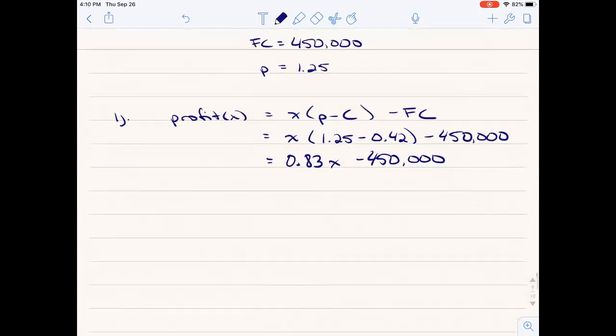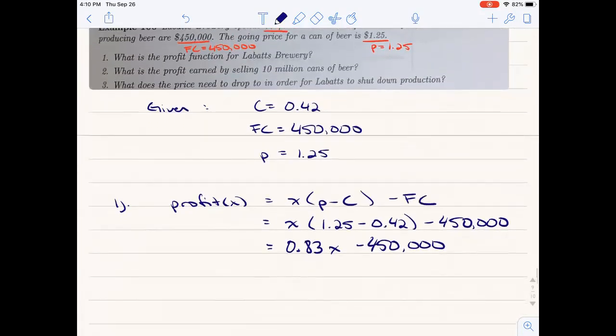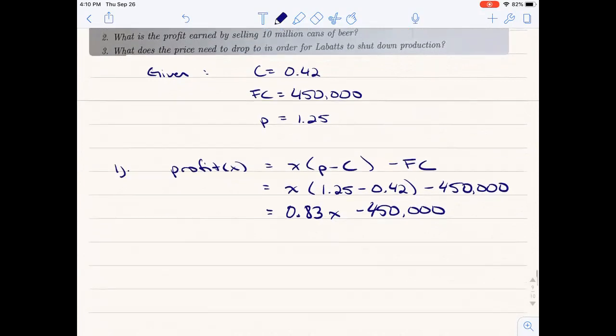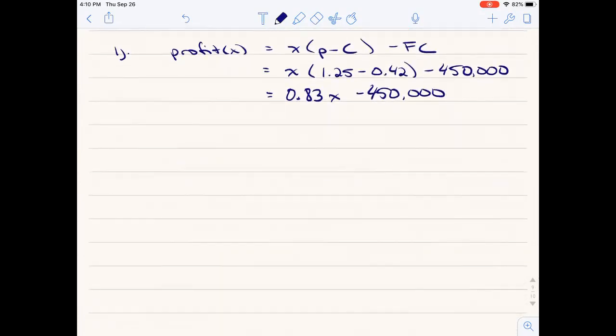Okay, part 2. So this is our profit function. Great, we did it. Now let's use the profit function to find the profit earned by selling 10 million cans of beer. So let X be 10 million. Find the profit of X.